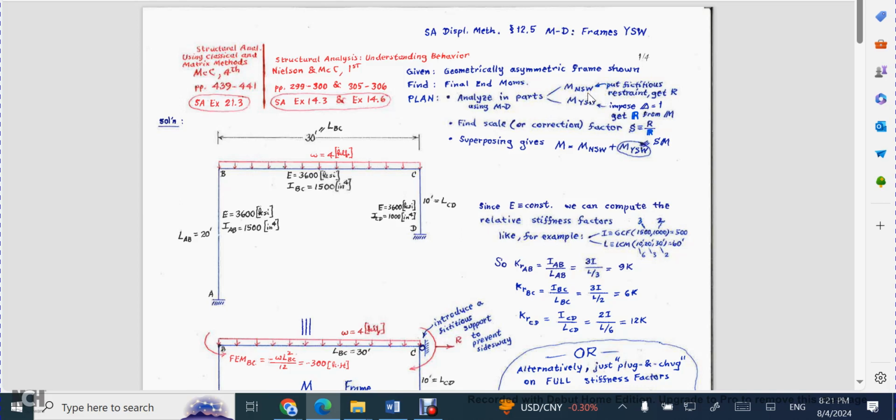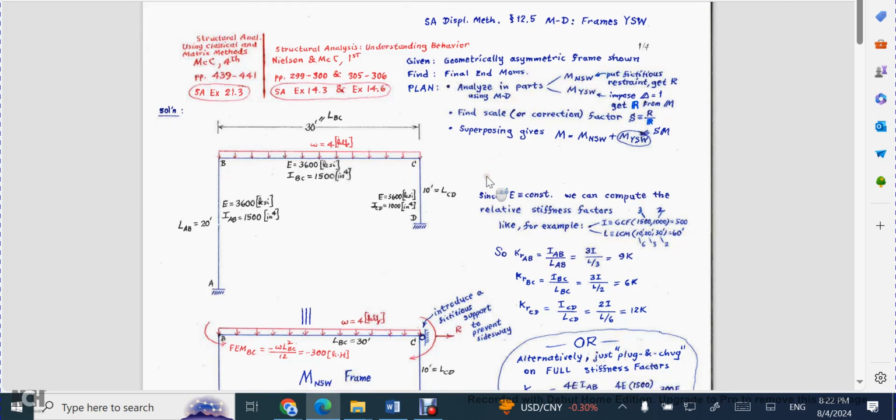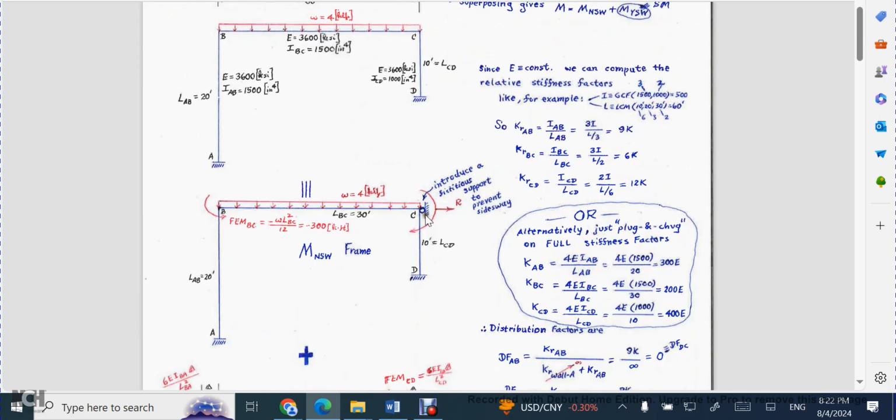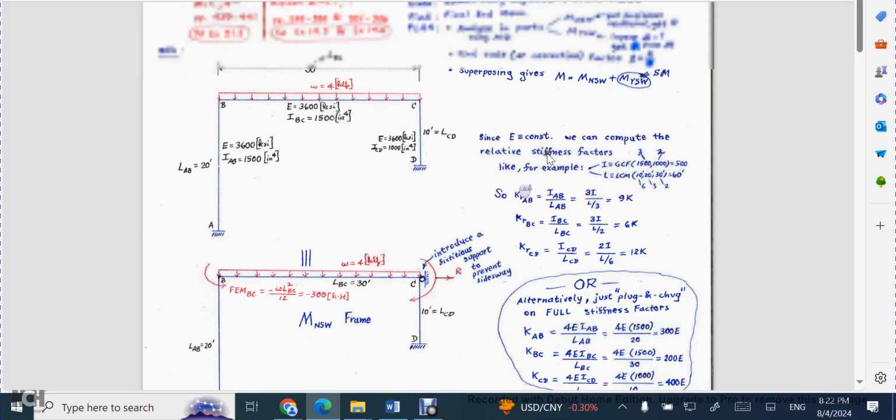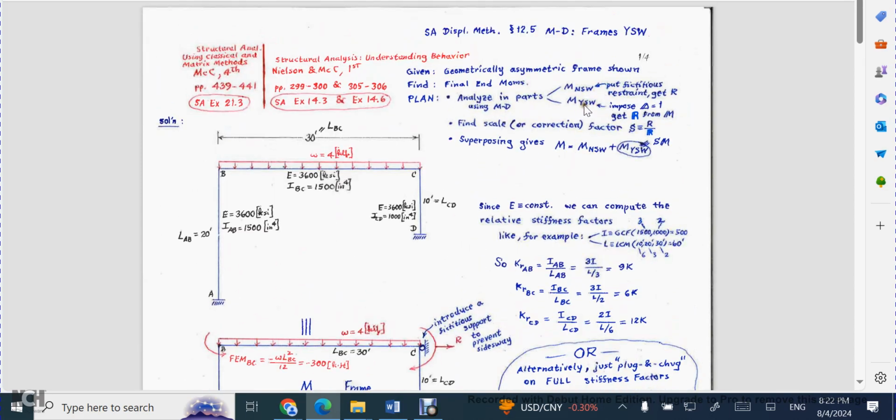The way we do this is to, first of all, restrain the frame, and that's what I mean by NSW. That means no sidesway. The picture here is by introducing, let's say, a fictitious support over here. Then you need to compute the reactive force here due to that fictitious support, where this frame is obviously not going to be able to sway because of that support placed there. That's part one. In part two, you do allow the frame to sway. In other words, you remove the support.